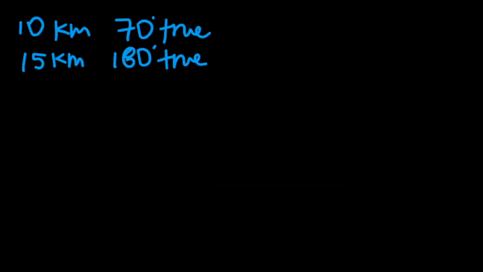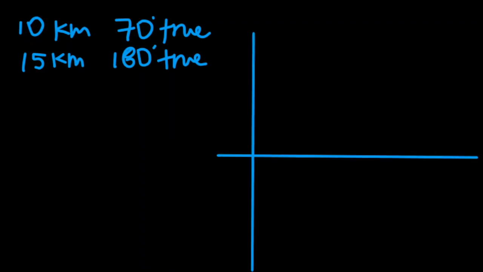Lastly, here's a problem from Harper's vector packet for us to use. If a man hikes 10 kilometers on a bearing of 70 degrees true, then walks 15 kilometers at a bearing of 180 degrees true, what is his return vector? First, we need to set up this problem by drawing some axes. Now let's draw a vector that's about 10 kilometers approximately at a rough degree of 70 degrees from the axis.